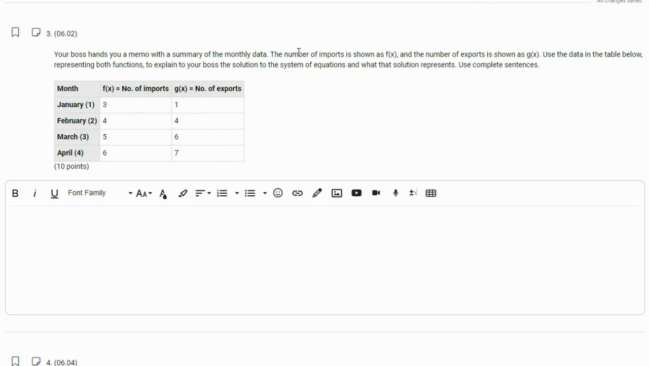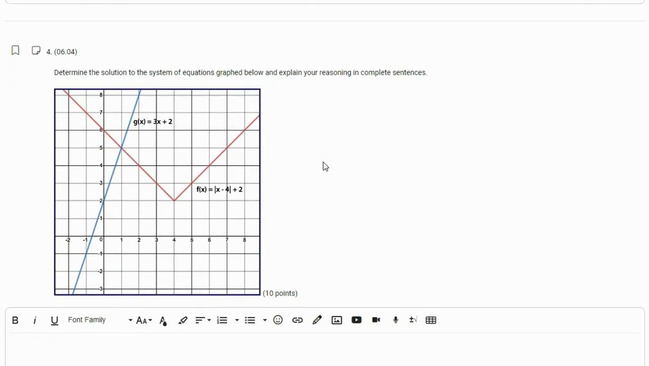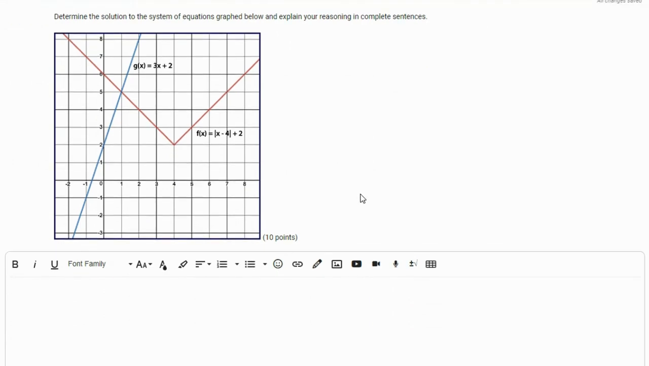So read this and explain to your boss the solution to this system of equations, because that's what you have: two different equations in a table. And then the last one should be the easiest. Determine the solution to this system of equations. You have the equations, but you also have the graph. So if you paid attention to how to solve systems of equations by graphing, you can tell me the answer and why that's the answer in one sentence. Look at the graph. But that's it.